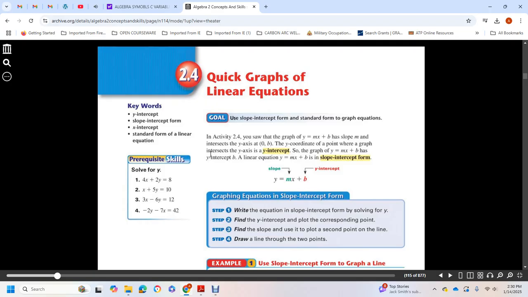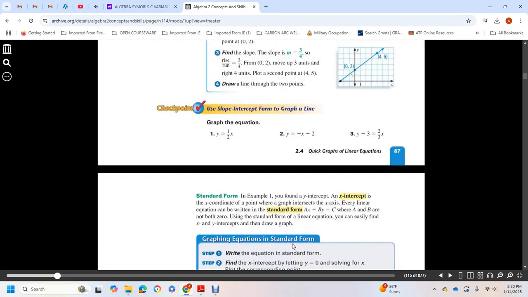A linear equation written as y = mx + b is in slope-intercept form. m is the slope, b is the y-intercept. To graph an equation in slope-intercept form: Step 1, write the equation in slope-intercept form, solving for y. Step 2, find the y-intercept and plot the corresponding point. Step 3, find the slope and use it to plot a second point on the line. Step 4, draw the line through the 2 points.